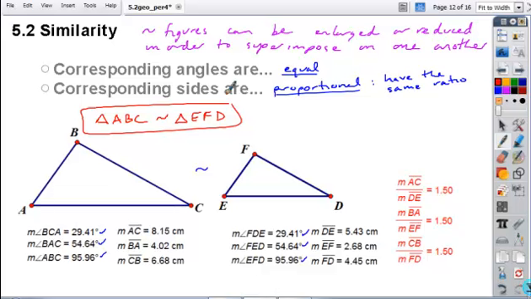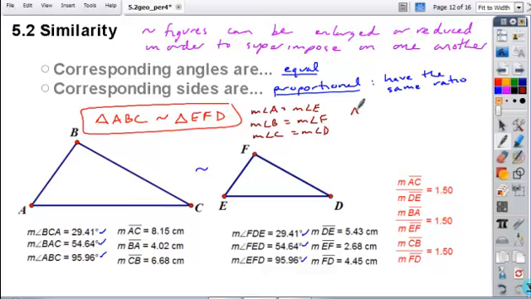And then if we were just basing it off of the statement itself, this similarity statement identifies all these relationships. So this would tell us that angles A and E were equal. It would tell us angle B and F were equal. And it would tell us angle C and D were equal. It would also tell us that their corresponding sides are proportional.